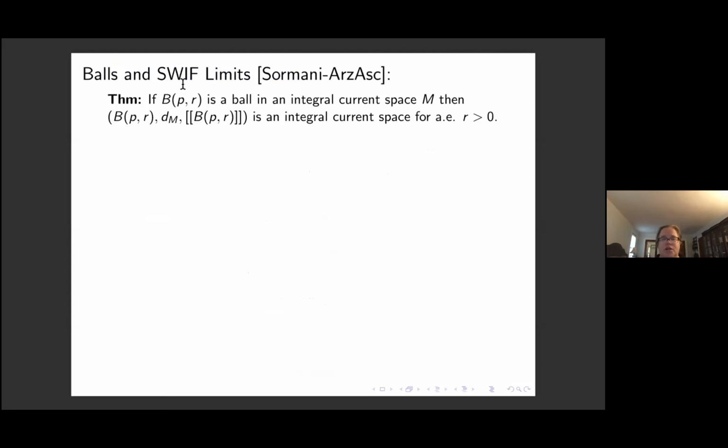We also, in the Arzelà-Ascoli theorem, talk about balls and SWIF limits. If B(p,r) is a ball in an integral current space, then we can create an integral current space out of the ball, with the ball itself, the distance on M, and integration over the ball. This is an integral current space for almost every r greater than 0.